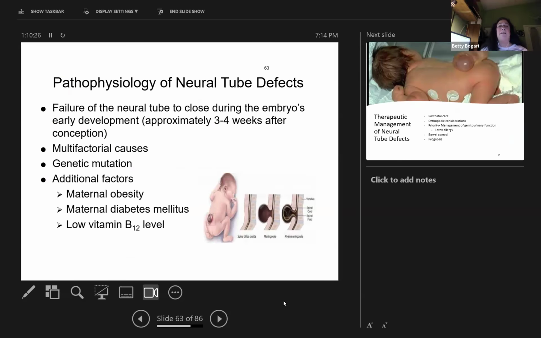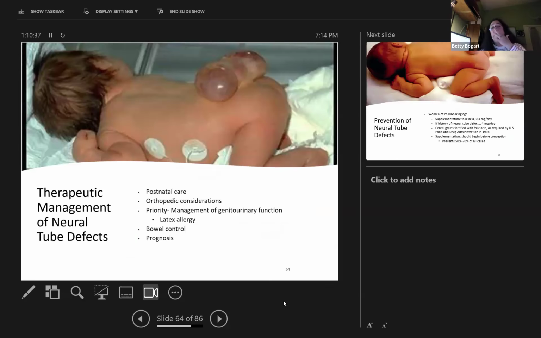So again, what causes these things? Well, folic acid, you'll see it in the next slide too, but it could be the mom. They were obese, had diabetes, or maybe low B12. And again, how do we take care of these kids? Well, again, this big purple bulbous thing has the nerves, spinal column and meninges pushed out from the lower extremities, and it's open to the air. So place a sterile dressing on it with normal saline. Please keep the skin integrity underneath, because we're going to have to close it, and we need to have good skin to do that too.